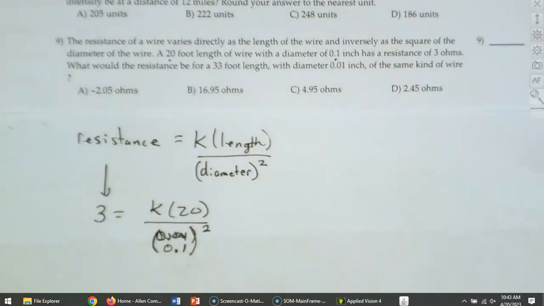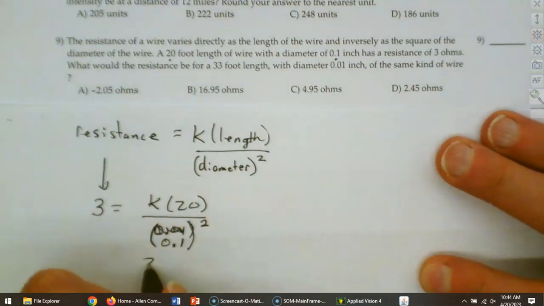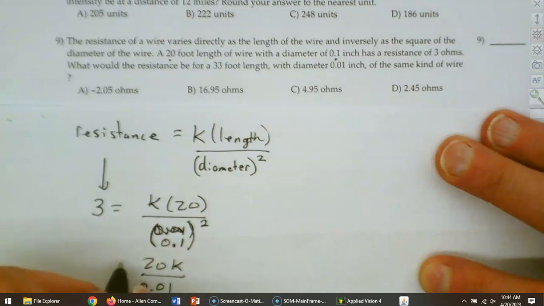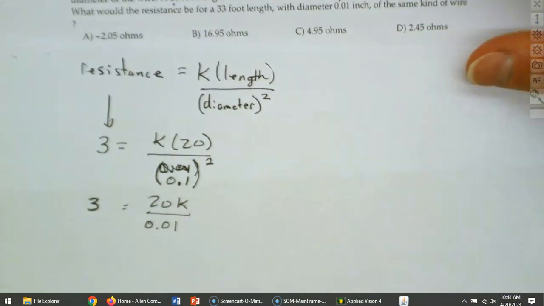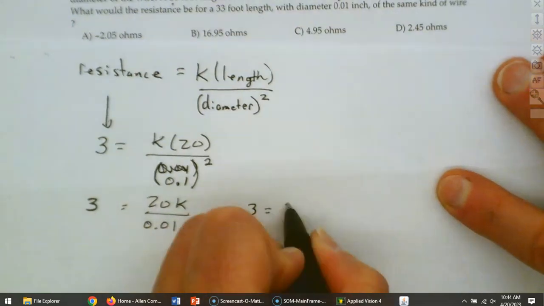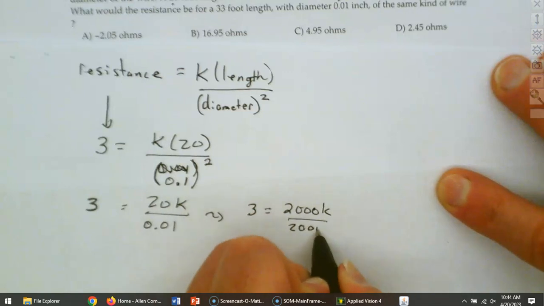So let's go ahead and work that out and see what we get. Down below, we'll square that first. So 0.1 squared. That gives you now 20K over, squaring that, 0.01. That equals 3. And we can just divide 20 divided by that 0.01. That comes out to be 2,000. So 3 equals 2,000K. Divide by our 2,000.